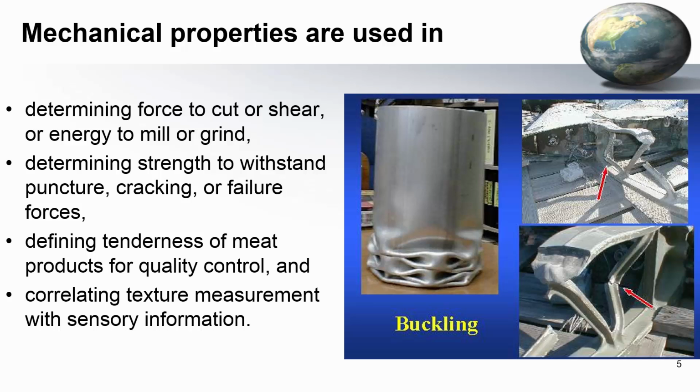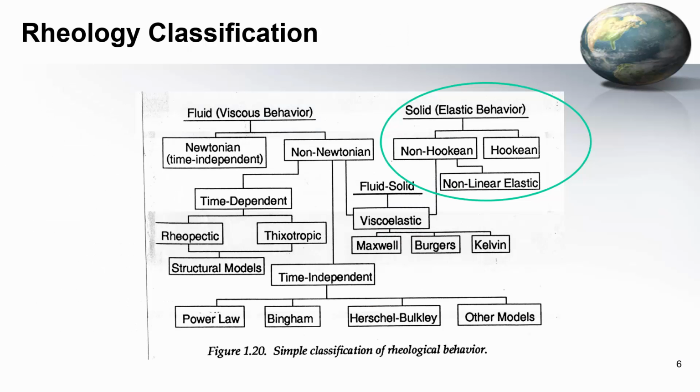Or if I want to estimate the tenderness of meat, can I objectively measure that? Or can I objectively measure the textural properties that can correlate with the sensory properties of a material so that I can use it in quality control?